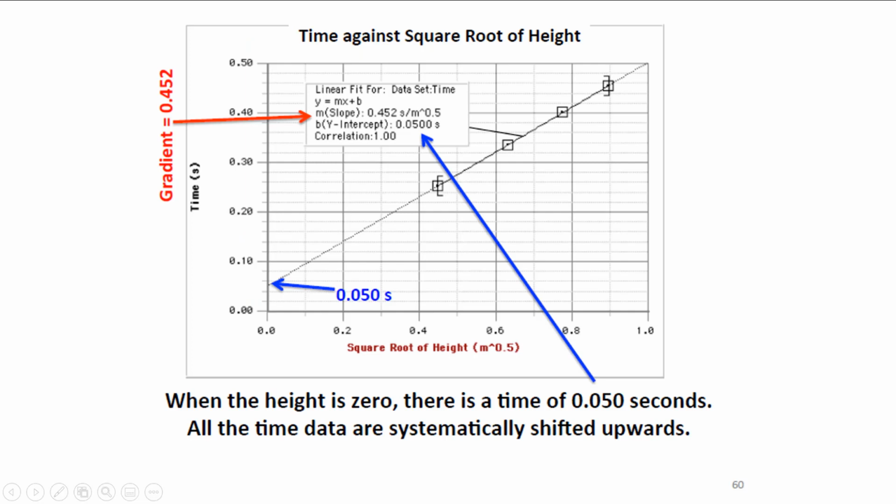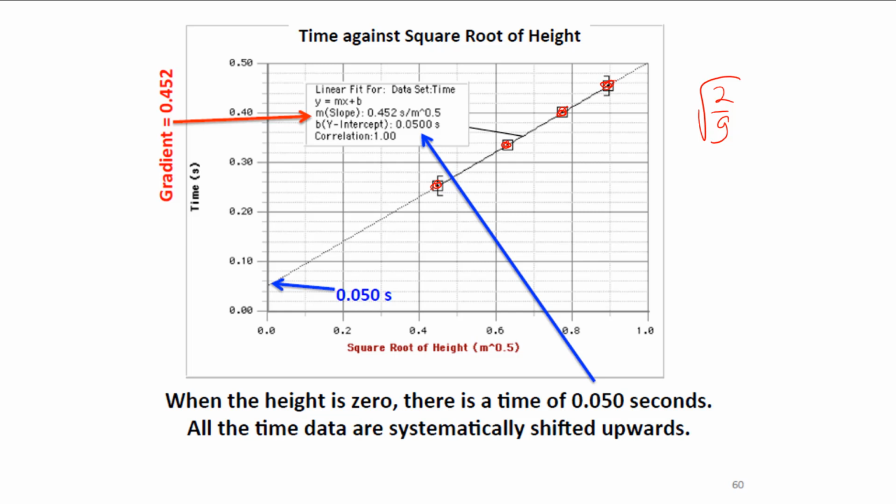This is what we get when we actually graph our data. We do get a straight line. These are our data points here, here, here, and here. There's a lot going on here. The gradient, the slope of our line, is going to end up being the square root of 2 over g, and that's going to take into account all of the data points in order to calculate g.